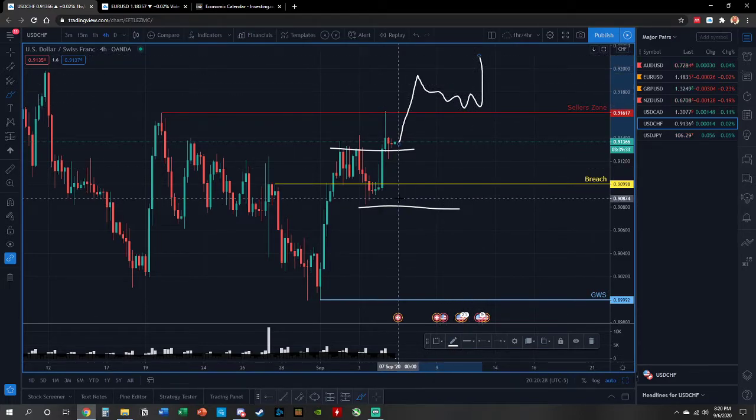Okay. This is what I would want to see on this one. This large wick means we might be ranging for some time up here though. Okay, just got to wait and see what happens.